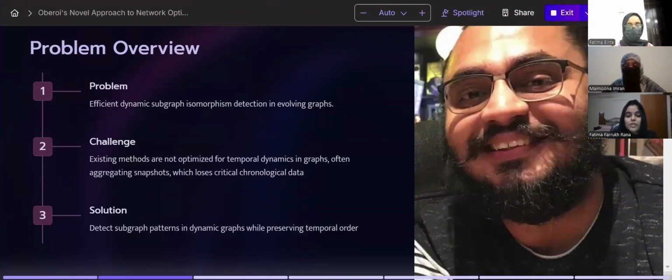So the problem addressed by Oberoi and his team was the problem of subgraph isomorphism in dynamic graphs, where the goal is to find patterns that change over time. Most current methods combine all the data into one graph with timestamp edges. This approach misses important details about how the graph evolves step by step. Oberoi's team created an algorithm that looks at graphs as snapshots in time, making it better at identifying patterns while keeping the timeline in mind.